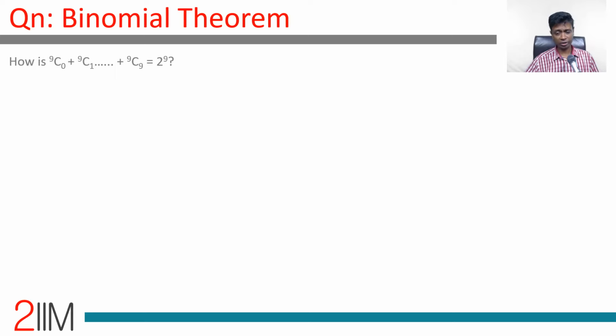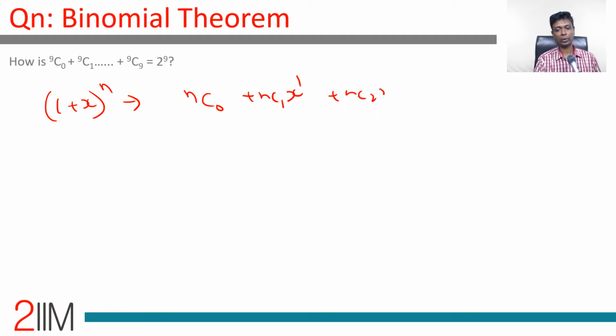I'm going to do this by two methods. One is a boring, more algebraic method. If you have (1 plus x) the whole power n, this can be written as nC0 plus nC1 into x power 1 plus nC2 into x square, all the way till nCn into x power n. Or the other variant, you can write it as nC0 x power n, nC1 x power n minus 1 and so on. The binomial expansion part of it.